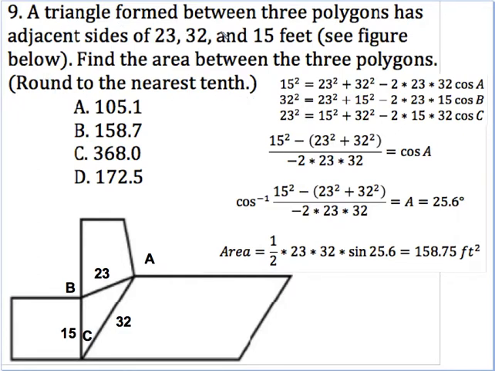So you have a triangle formed between 3 polygons with adjacent sides of 23, 32, and 15 feet.